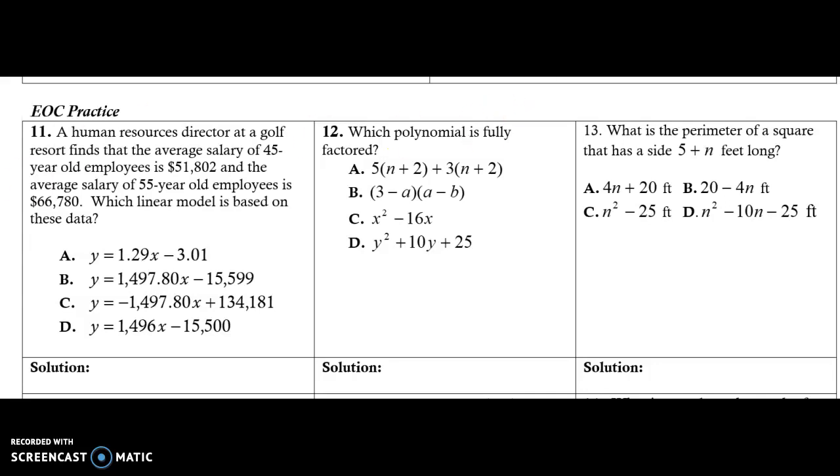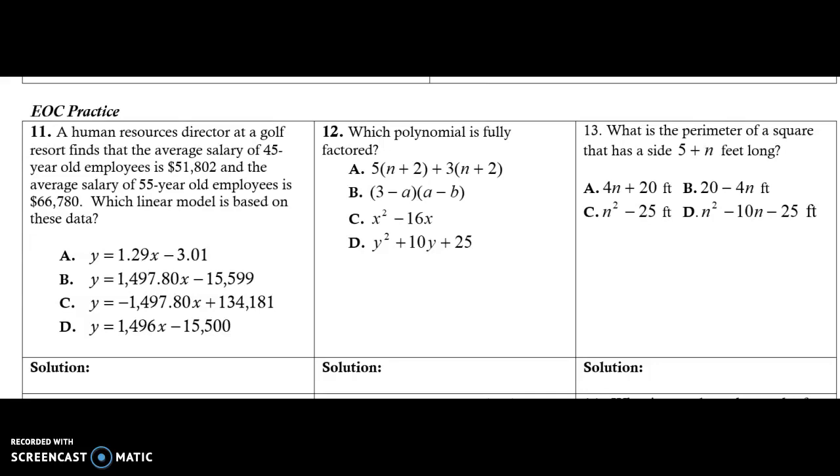Number 12 wants to know which ones are completely factored. So looking at A, it looks like I started to factor by grouping, but I did not continue to take these two and say 5 plus 3, and then if I have 2 of these, I'm only going to use 1 as my answer, so that would be the fully factored form of that. So this one is not fully factored. Looking at B, I don't think I can factor that any further, but we'll keep looking at the answer choices.